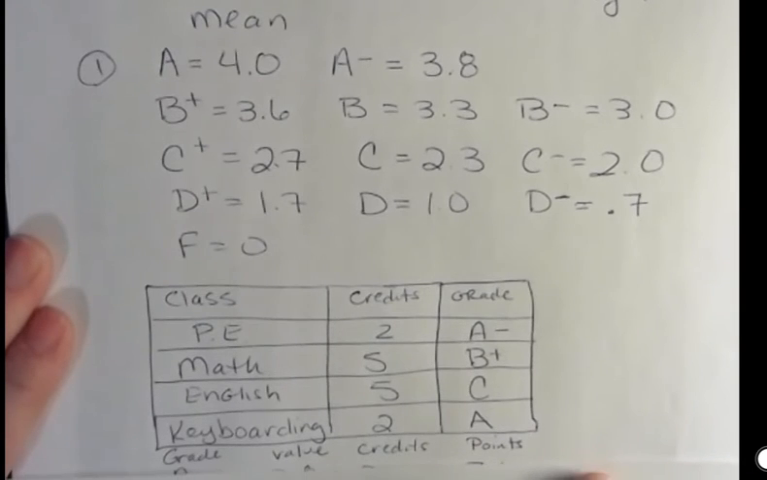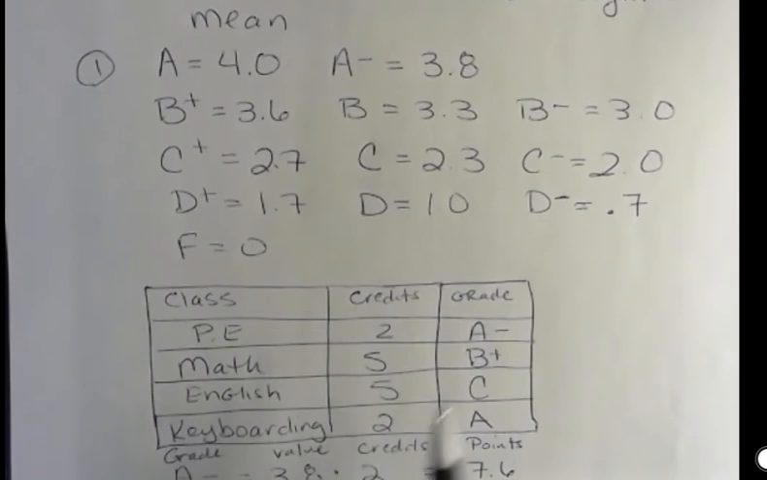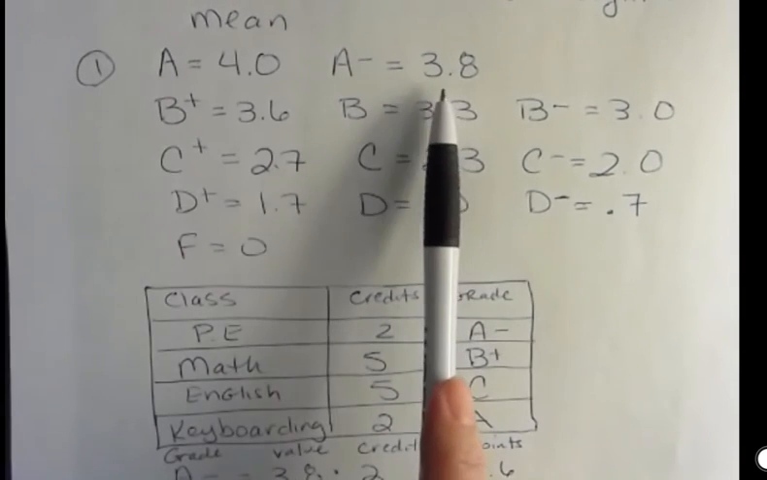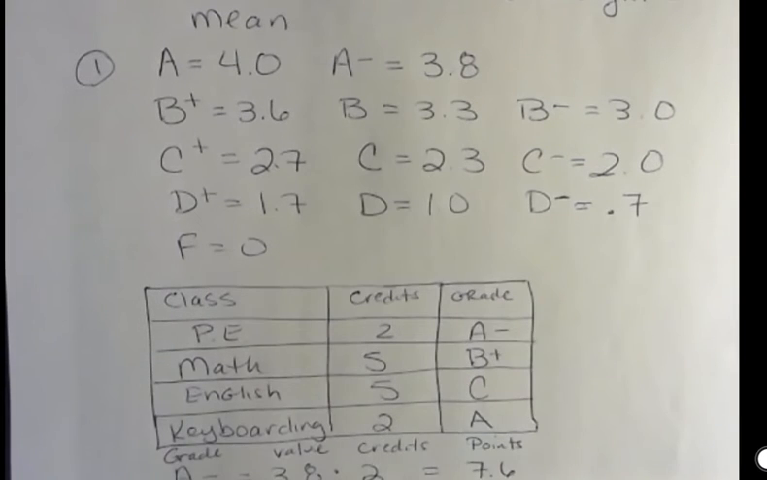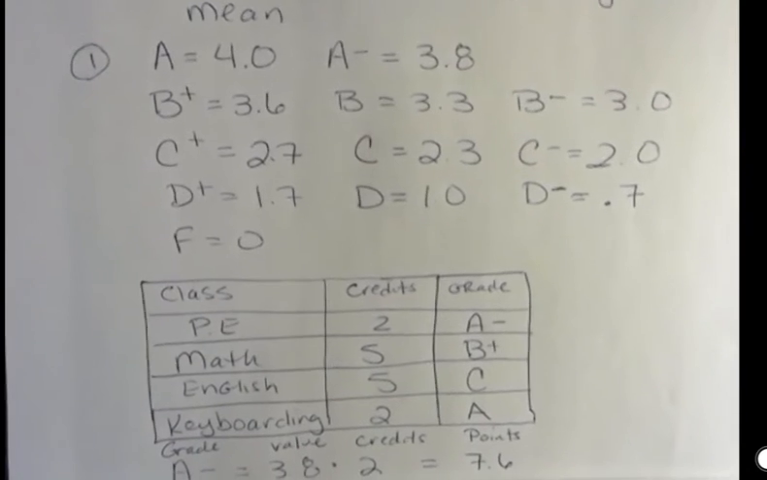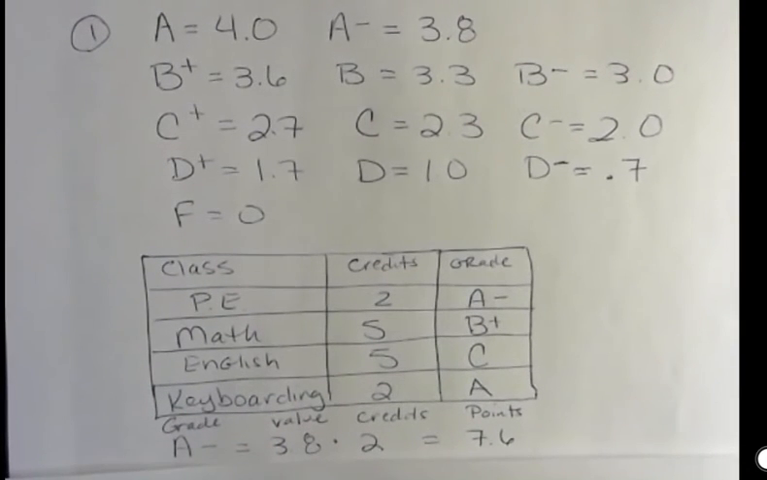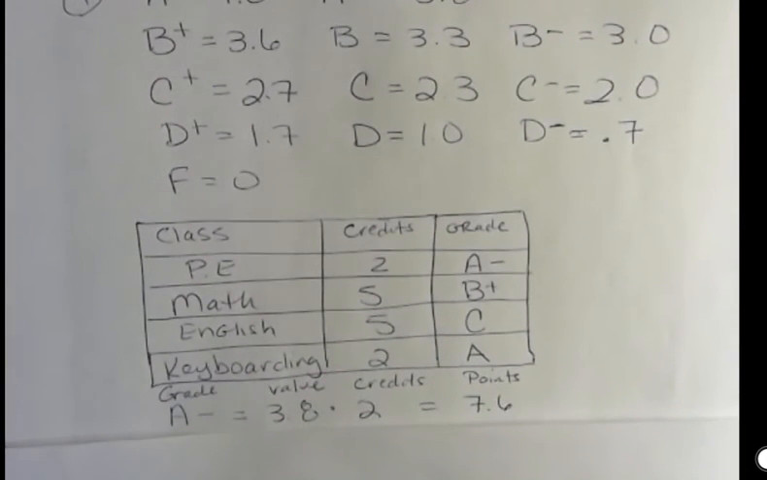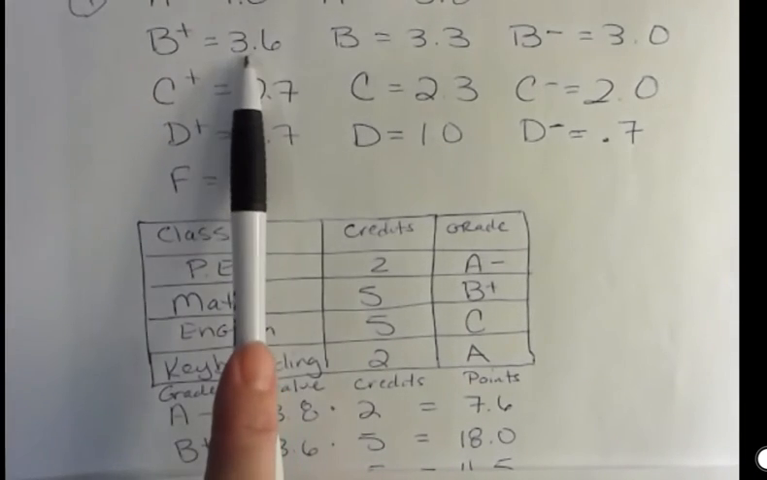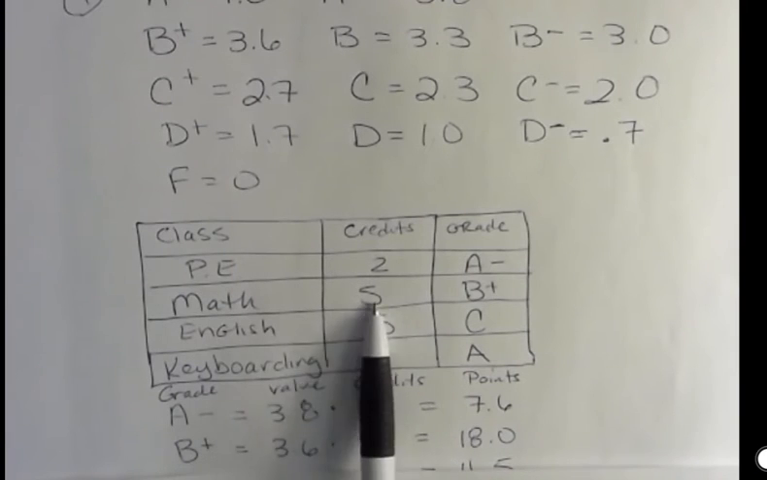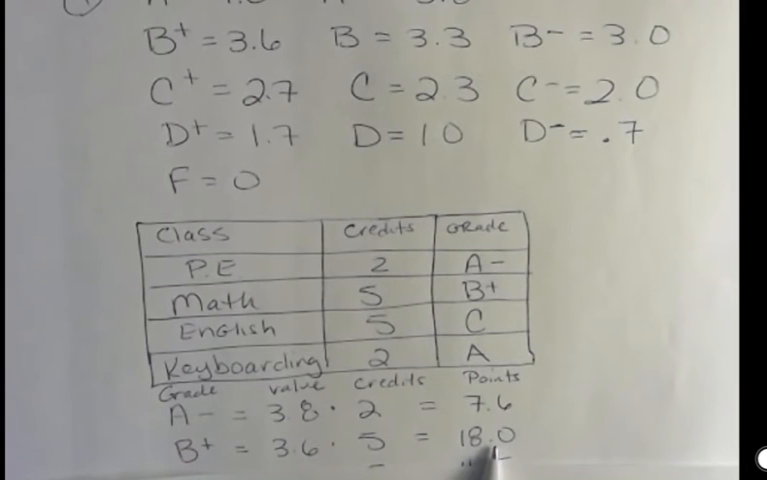We're going to figure out how many points they earned for each class. So the first class, they got an A minus, and the A minus, according to our scale, is 3.8. The value is 3.8. It was a 2 credit class. 3.8 times 2 is 7.6 points. For the next one, they got a B plus. A B plus is worth 3.6 points. They had 5 credits of that. Multiplying 3.6 times 5, that gave us 18 points.